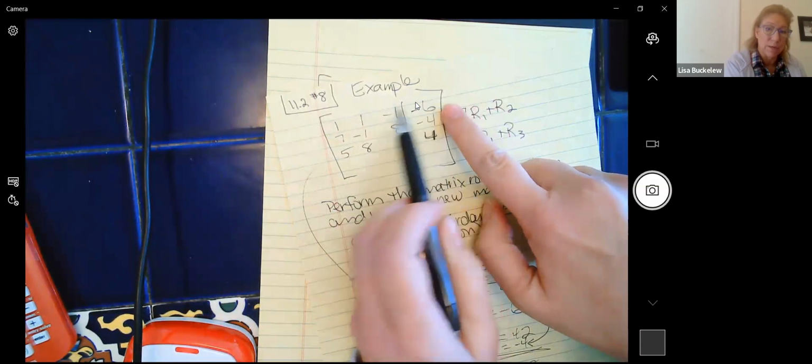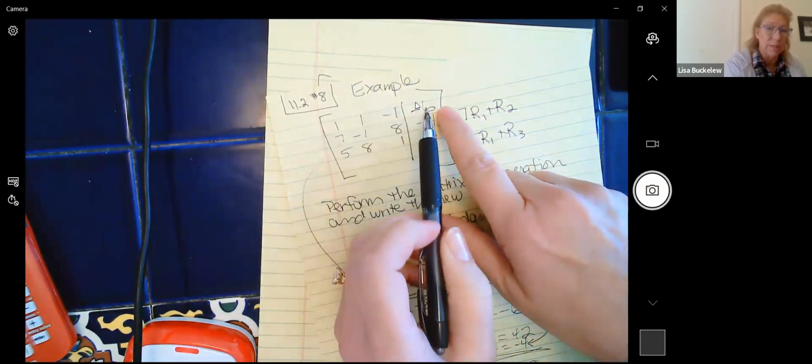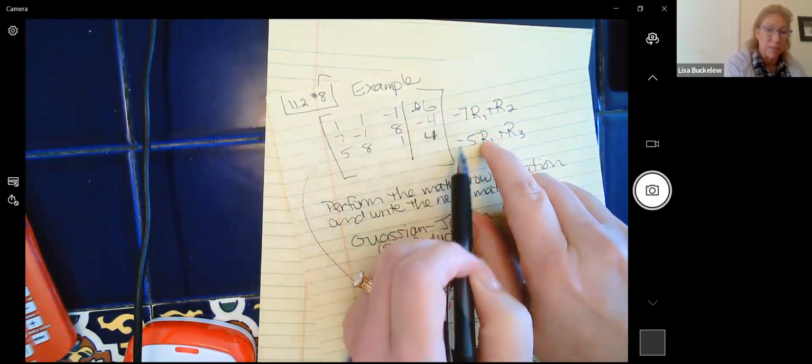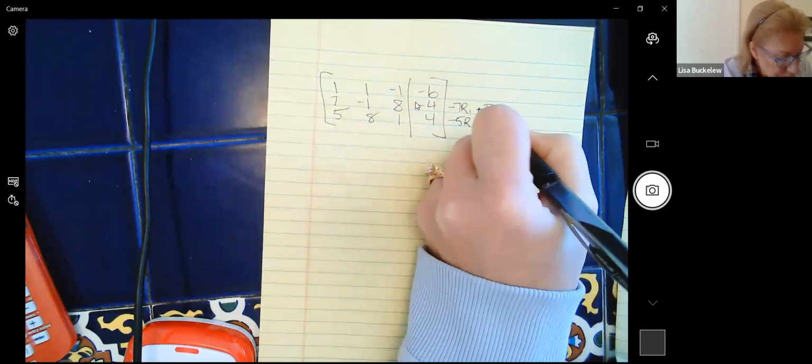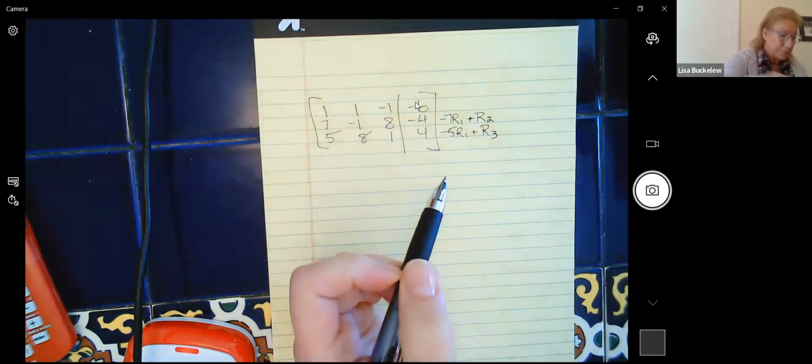So that means in our new result, when it says write the new matrix, the top row will be the same. But we're going to make changes to the second row and the third row according to these instructions. Okay, so let me write those next two. So -7 times the top row added to the second row. And then -5 times the top row added to the third row. All right, so these are the two things that I want to do.